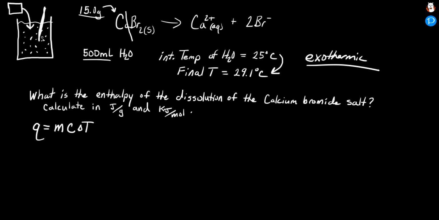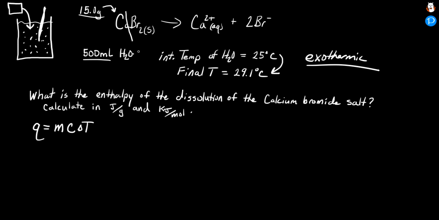But remember I said that the water is part of this. The water is part of pulling apart the calcium bromide. And so we would have to have the total mass of the calcium bromide mixed with the water. So we would need the mass of both the water and the calcium bromide salt. Here's the other thing. You'll notice that they give us the grams of calcium bromide, but they don't give us the mass of the water. Instead, they give us the volume.